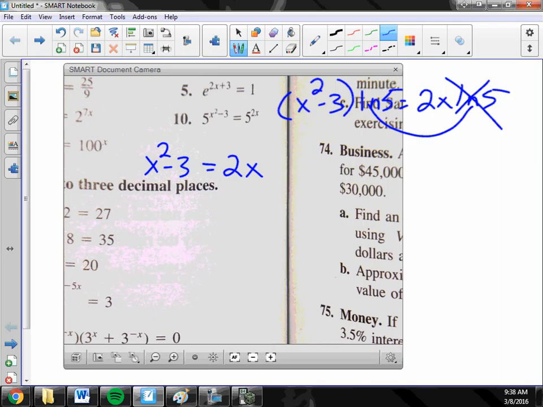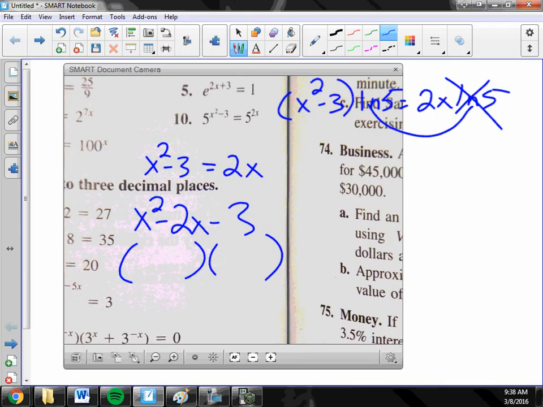Now what? Subtract the 2x. So x squared minus 2x minus 3. What are the factors? x minus 3 and x plus 1. So x could be 3 or -1. Okay.